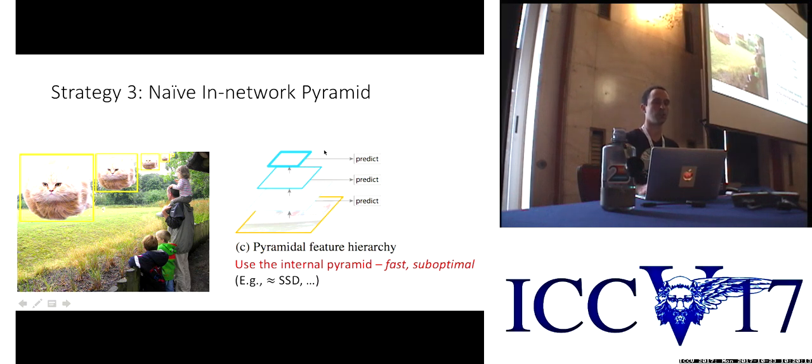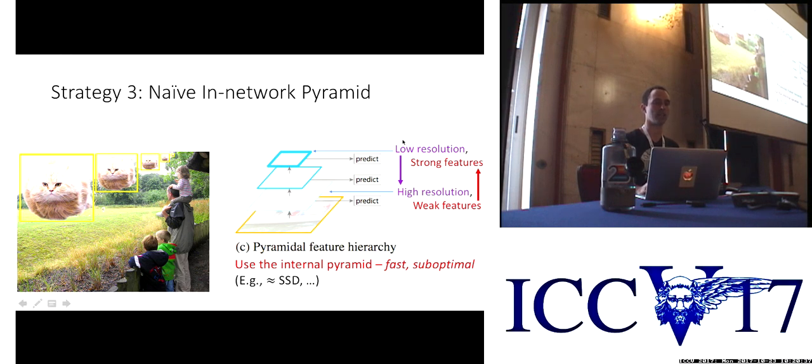So one thing that you could try to do is take advantage of the sort of inherent in-network pyramid that's being computed and to make predictions from each of those levels of the network. So this is going to be basically just as fast as the previous method that I showed you. But again, it's not going to be as good as we can do.